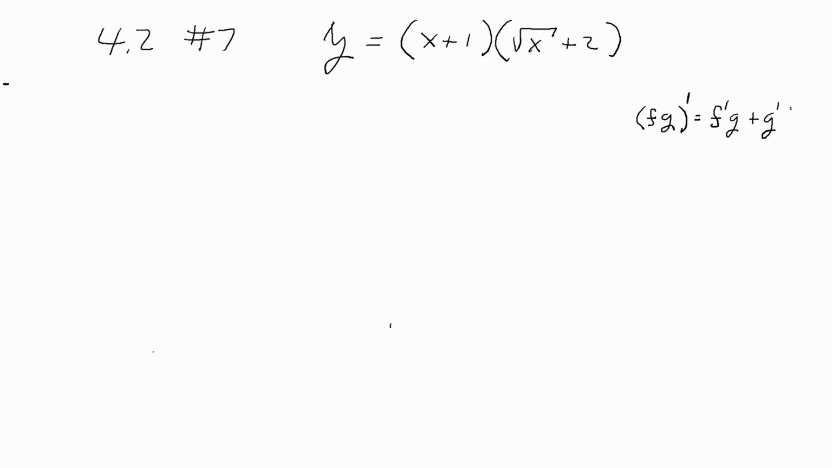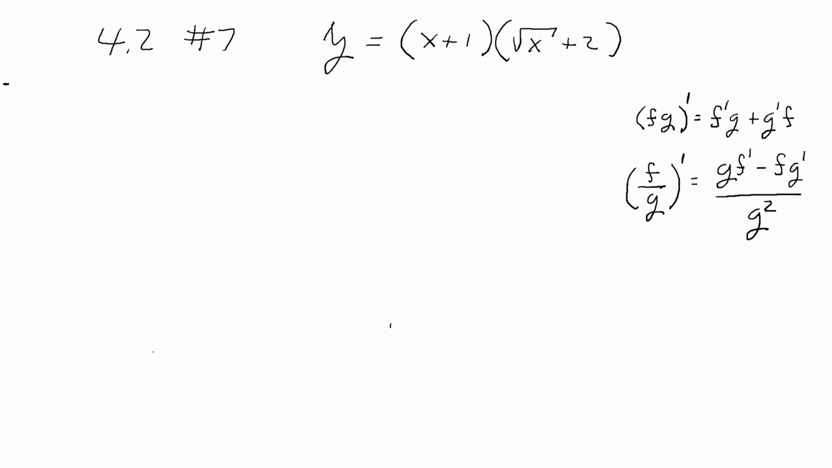This is called the product rule, right? And the quotient rule, I always put the f in the numerator. If I take the derivative of that, it's g times f prime minus f times g prime, all divided by g squared.